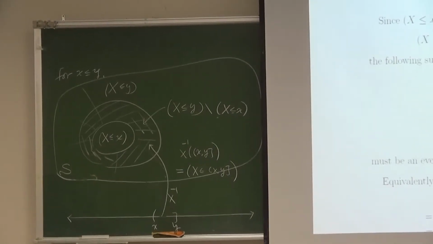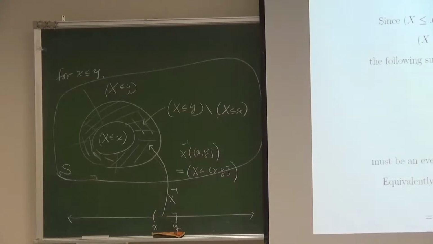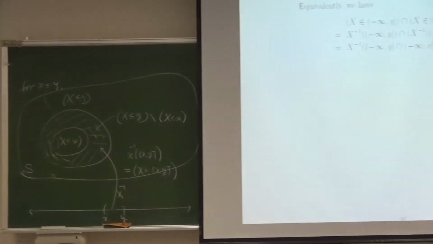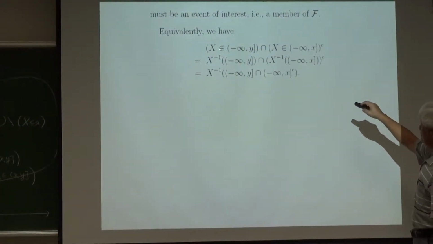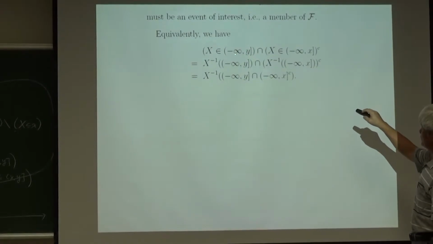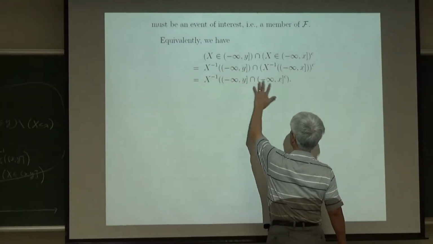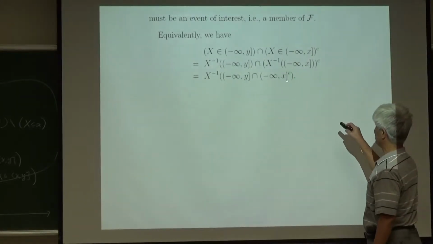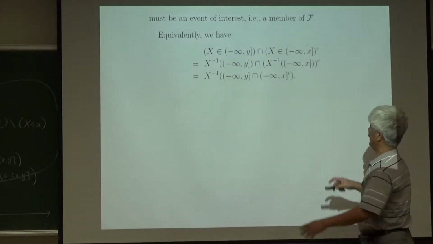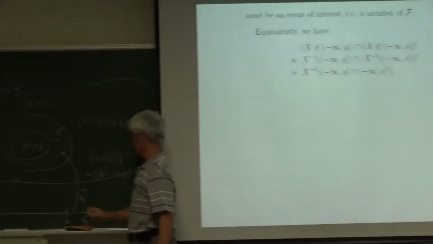Of interest actually is the inverse mapping of this half open half closed. So if we do it systematically, we know that this is the ray intersect with the complement of this ray and take the inverse. And so this intersection actually is this half open cross interval.